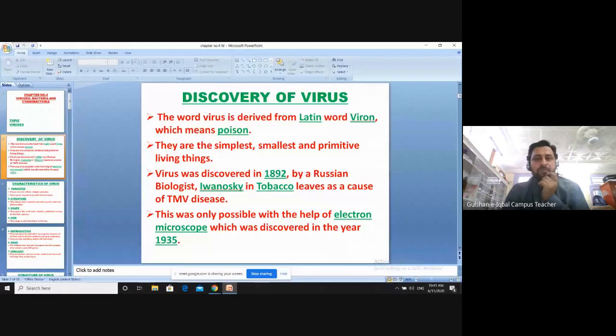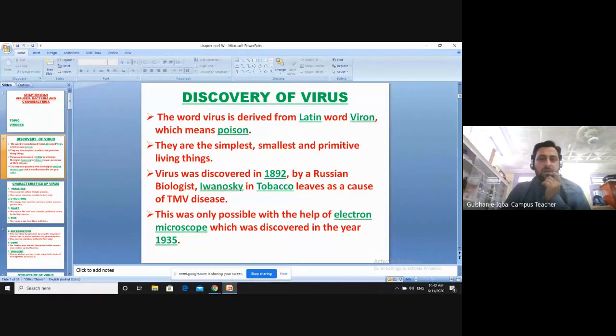Okay, they are the simplest, smallest and primitive living things. Simplest, smallest and the most living thing. You can say that they are most in number. Everywhere they are present. Okay, viruses were discovered in the year 1892 by a Russian biologist. His name was Ivanovsky. And he described the viruses in the leaves of tobacco, and he called them TMV virus, that is tobacco mosaic virus. It was causing diseases in the tobacco leaves. The disease was known as TMV disease.